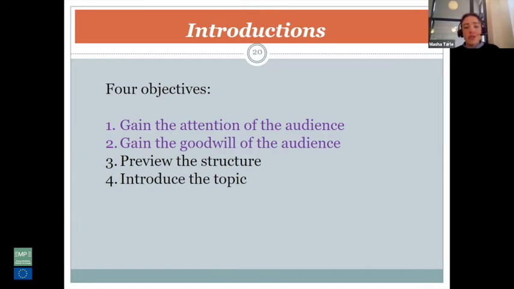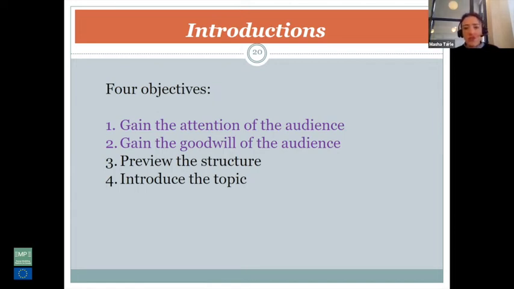That's a bit difficult to explain how we do that, but ideally you want to gain that goodwill, so that they really want to listen. You want to preview the structure, which is kind of what we do at the beginning when we say this is what's going to happen. And you also want to introduce the topic so people know what you're going to be talking about, and that you don't just jump in.